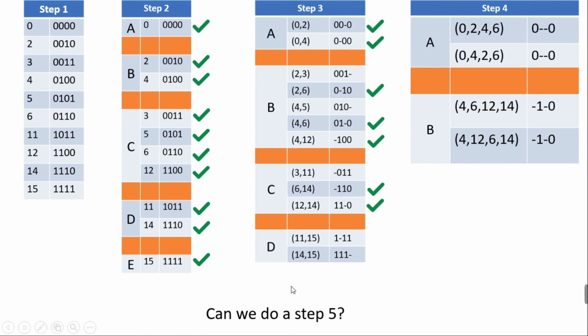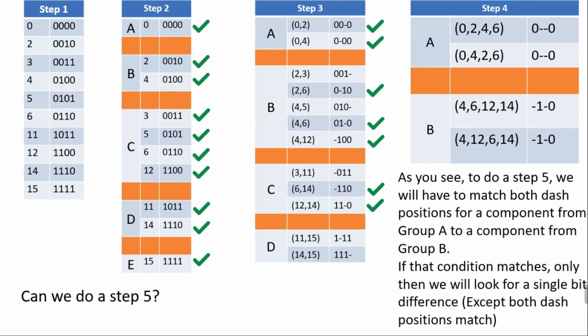Right now, let me ask you a question. Can you do a step 5 from this step 4? Basically, there are two different groups, so we can definitely try to calculate step 5 from here. If we can compare the binary numbers of the min terms in group A with those of group B and match the necessary conditions, then we might get a step 5. Let's see if we can find anything.